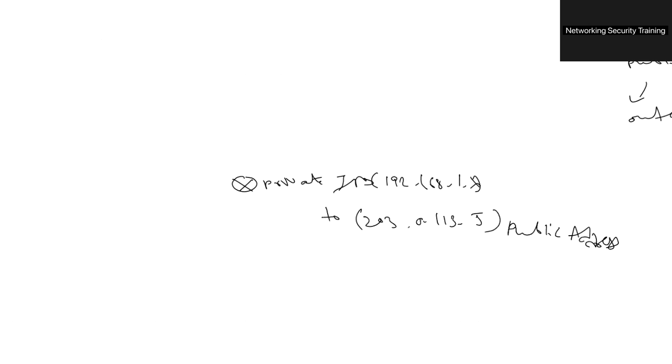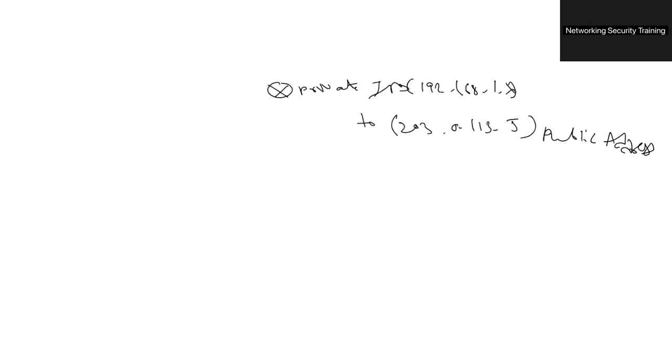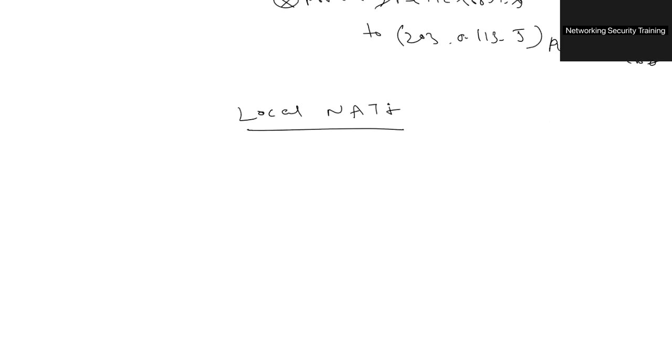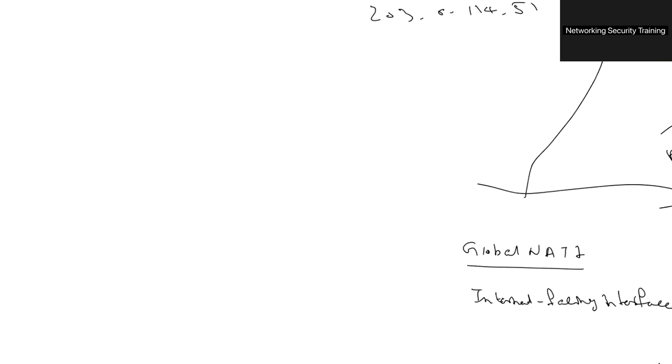When accessing the internet, traffic comes from the local area network. What is a local network address? Local network address translation refers to the addressing that occurs within the private network.